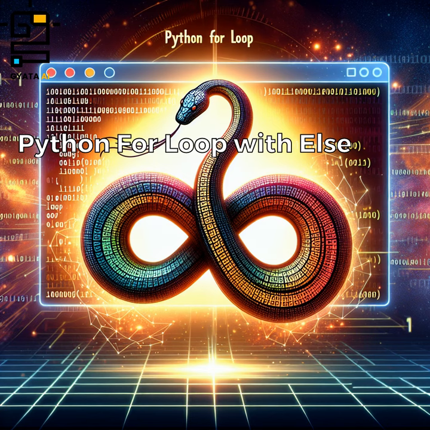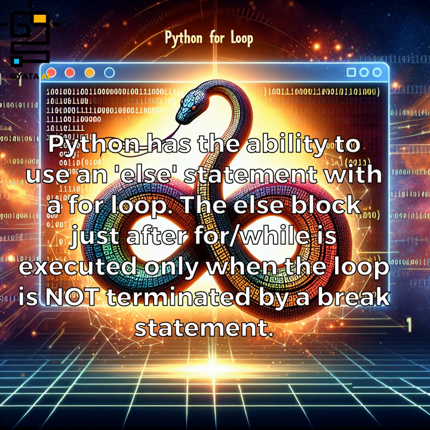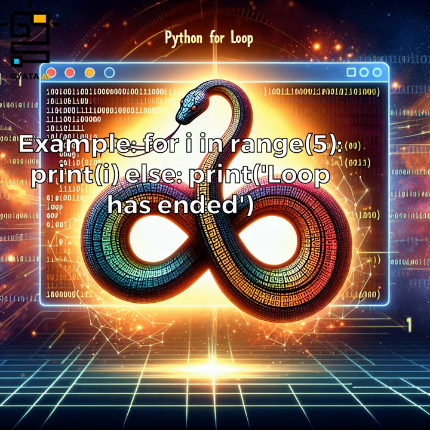Python for loop with else. Python has the ability to use an else statement with a for loop. The else block just after the for loop is executed only when the loop is not terminated by a break statement. Example: for i in range(5): print(i); else: print("loop has ended").